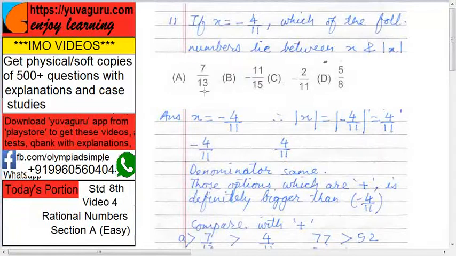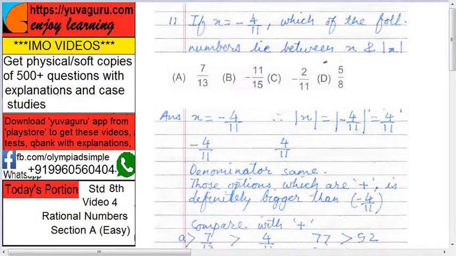So the options which are positive, meaning 7 by 13 and 5 by 8, the numbers which are positive are definitely bigger than the negative number, minus 4 by 11. So should you compare these positive options with minus 4 by 11? Definitely not, because they are definitely greater.